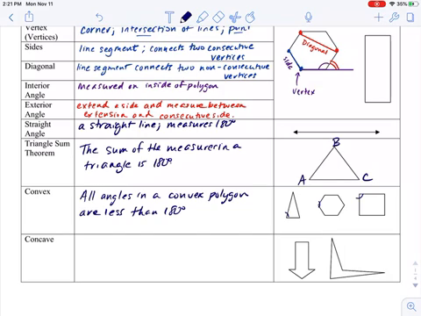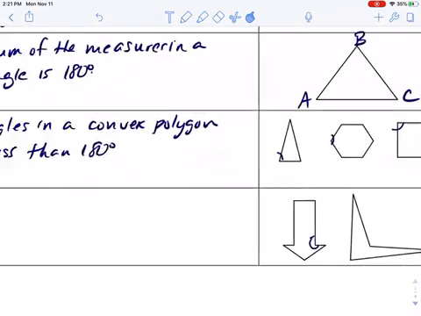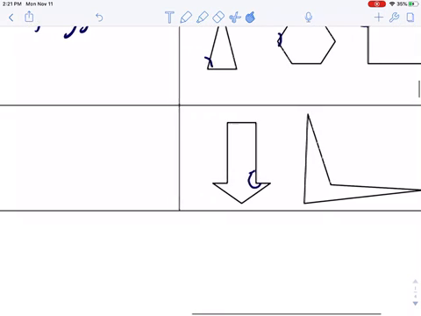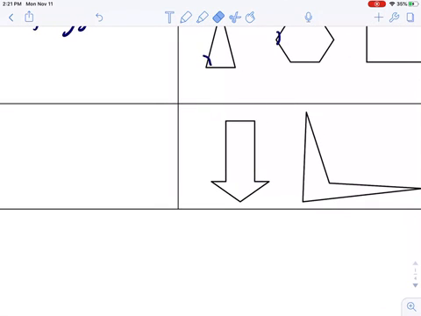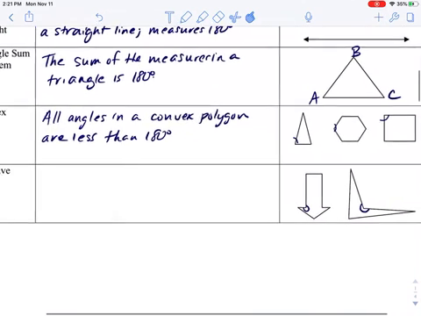A concave polygon may have an angle that is greater than 180. So let me zoom in here. So if I were to actually take a protractor and measure all the way around, or if I were to measure this angle, both of those are greater than 180, greater than a straight angle.